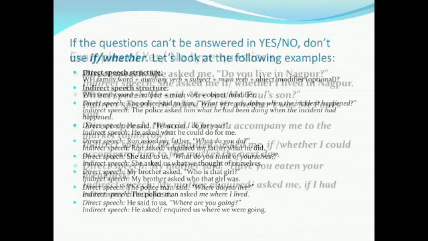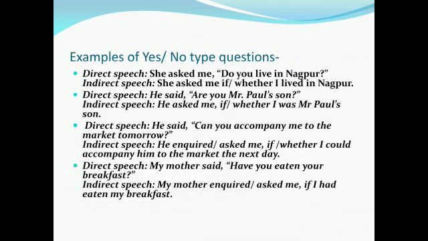Now coming to the example of yes or no types of questions. In the direct speech, she asked me, do you live in Nagpur? So the indirect speech will be, she asked me if and whether. So now here we see that auxiliary verb do will be removed and it will be replaced by if and whether, or whether. If or whether I lived in Nagpur. So again do will not be converted, it will be removed and it will become I lived in Nagpur.